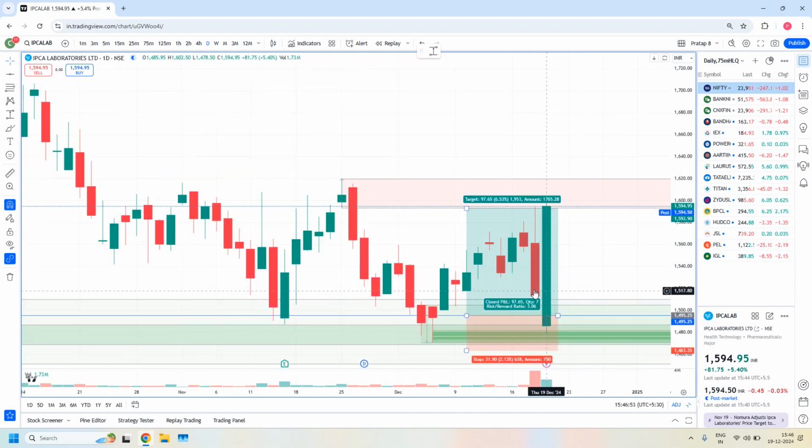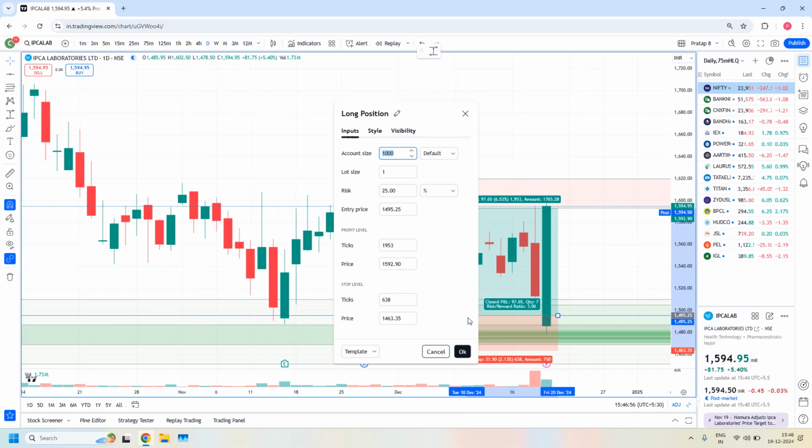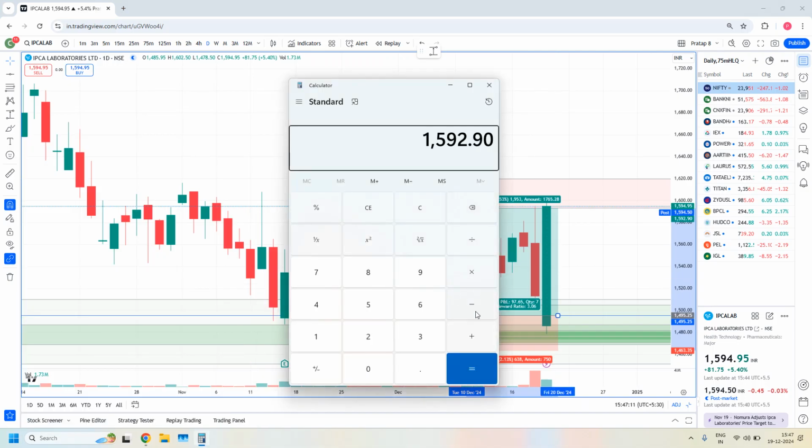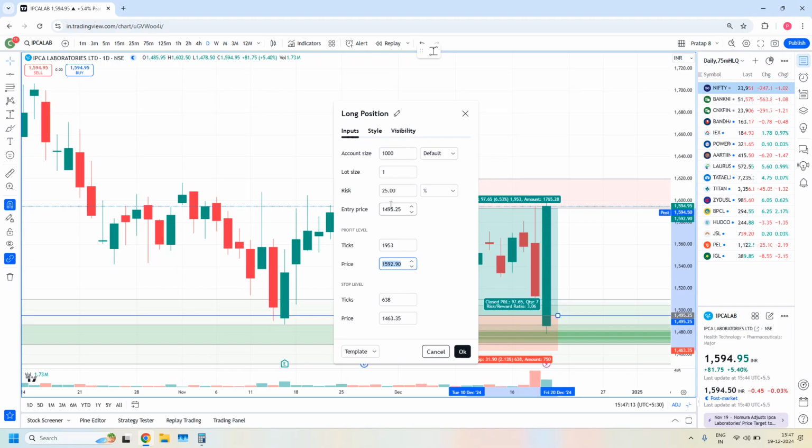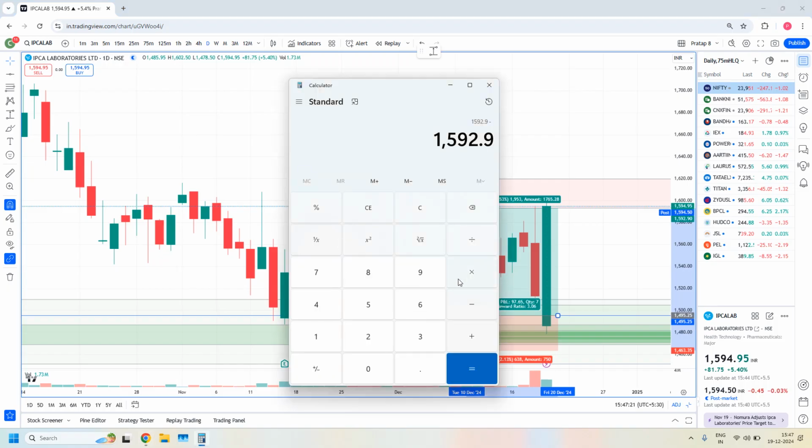Okay, anyway, how much profit would it have given? Let us calculate. What should be our target? Our target profit price is 1592.90 paisa. Let me open the calculator. Minus, and what is the entry price? 1495.25 paisa. That means 97 rupees 65 paisa you would have got as profit.